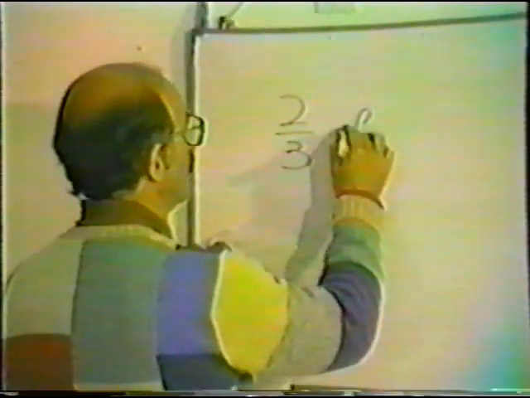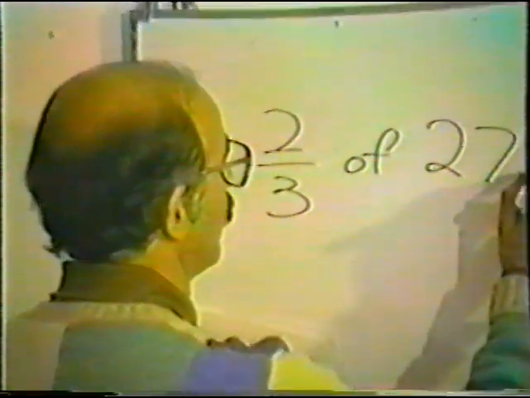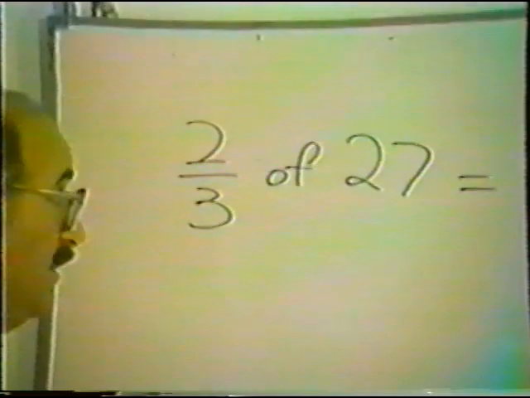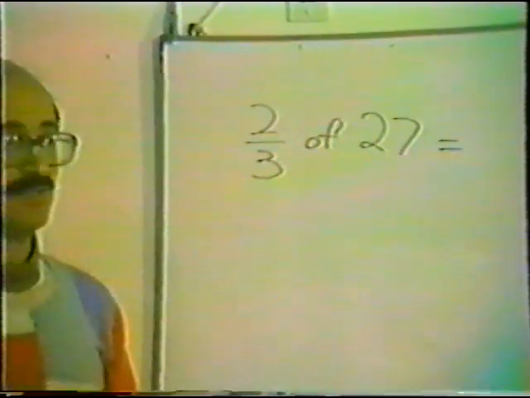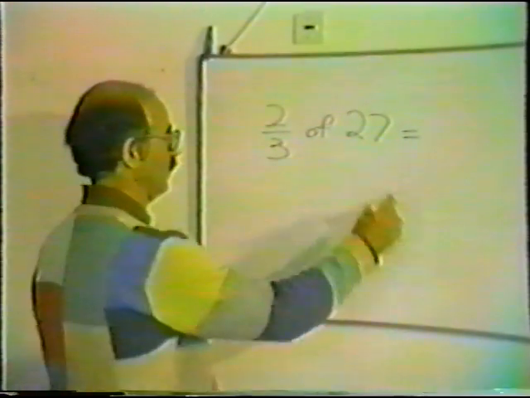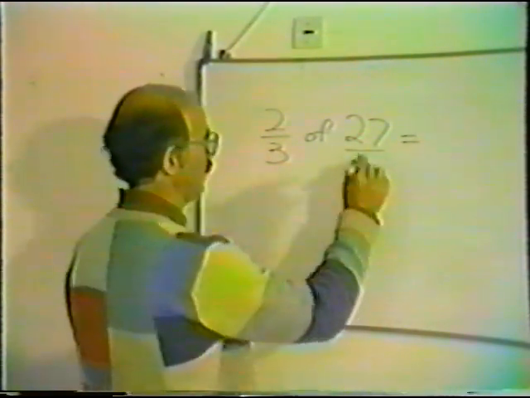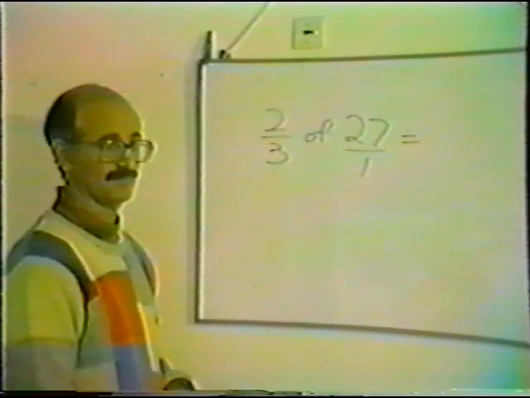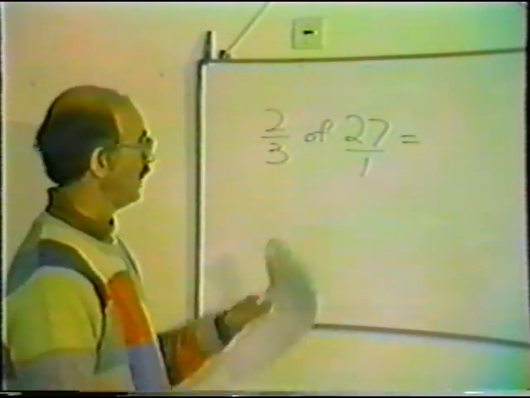Two-thirds of 27 equals what? What's the first thing I do? Put 27 over 1. Well, we can do that. And then what's the next thing I do? Cancel. How about of?